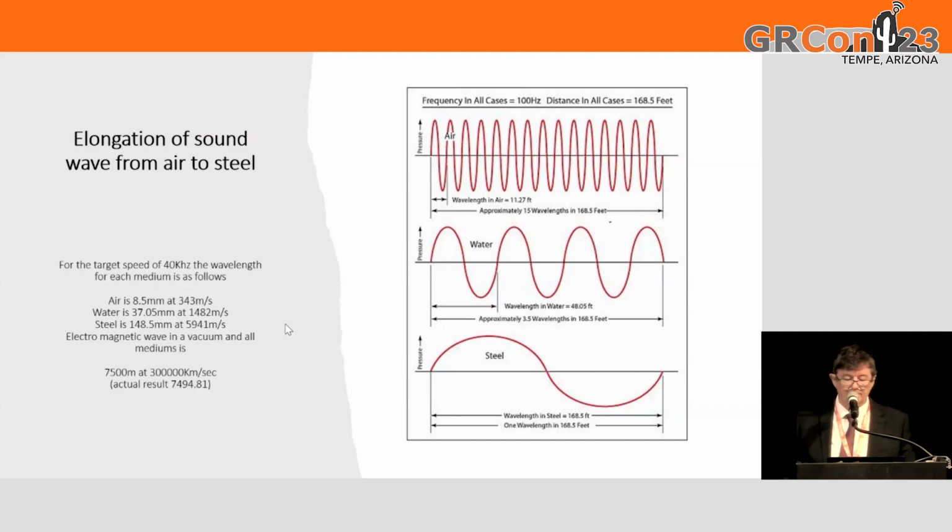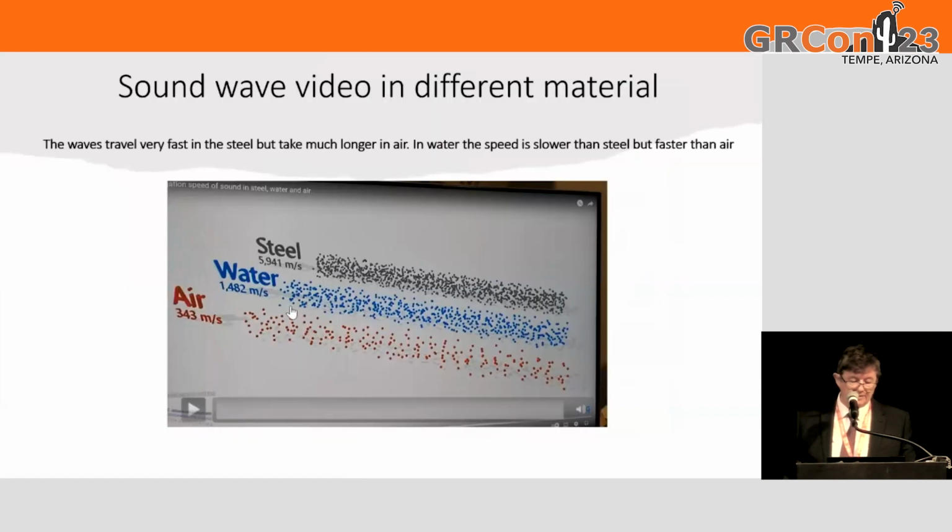And the wave itself elongates when it changes from one medium to another. So there are some issues that can cause data loss. This is just a short video. It shows you how fast the audio wave will propagate through steel.